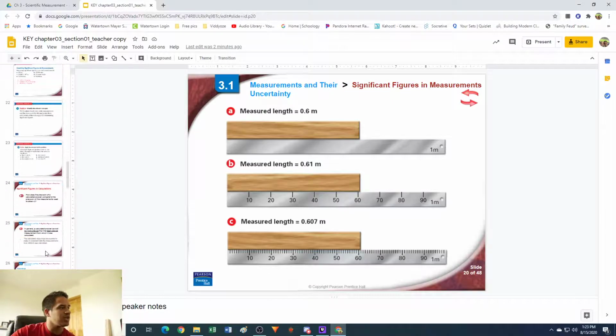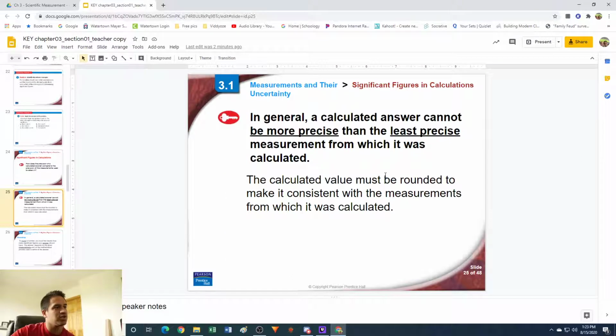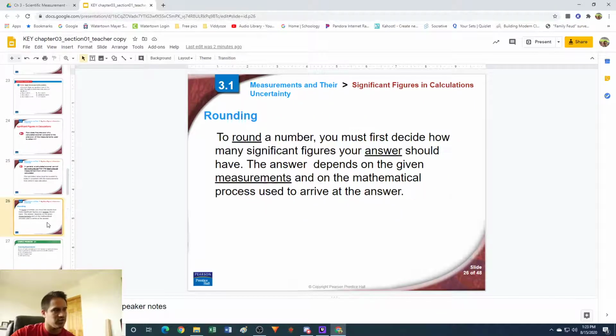So when we do calculations, we need to be aware of the numbers we're using to get our answers and make sure our answer reflects the numbers we use to get it. So a lot of times we have to do rounding. We're going to have to round our answers to the proper number of significant figures based on the measurements that we started with. To round our number, we first need to figure out how many sig figs our answer should have, and that is dependent on the measurements we use to get it. So we'll look at the measurements, then round our answer to the right number of sig figs.